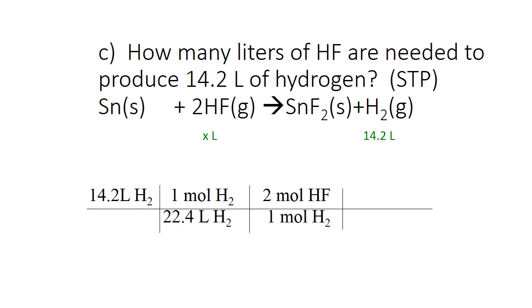Then, since we want liters and now that we have moles, we need to multiply by 22.4 liters, because that's how many liters we have in 1 mole. And you have to remember that's the liters per mole. 22.4 liters per mole is for any gas. 1 mole of any gas at standard temperature and pressure occupies a volume of 22.4 liters. And that will give us our answer of 28.4 liters of hydrogen fluoride.